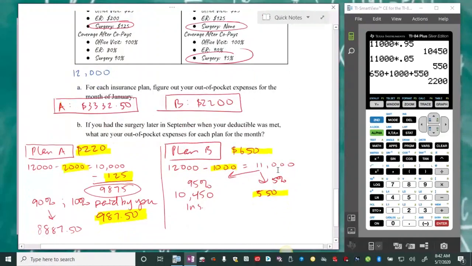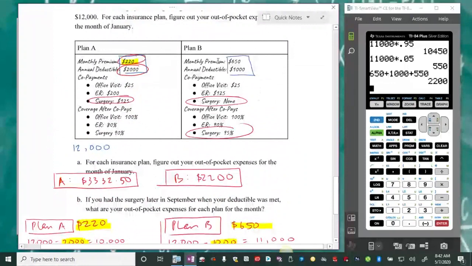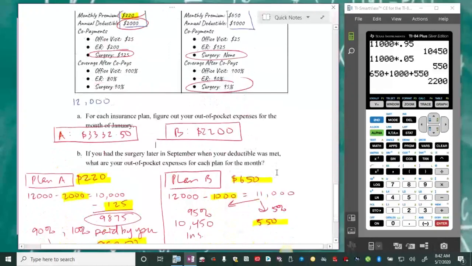Okay, so it takes a little bit of work to come up with that, but it's worth it. So it doesn't necessarily mean just because you have a higher monthly premium that this is going to be the lesser of the two plans. It's just so many variables.